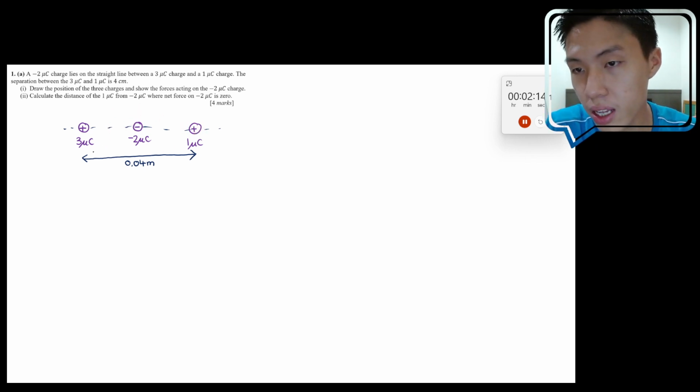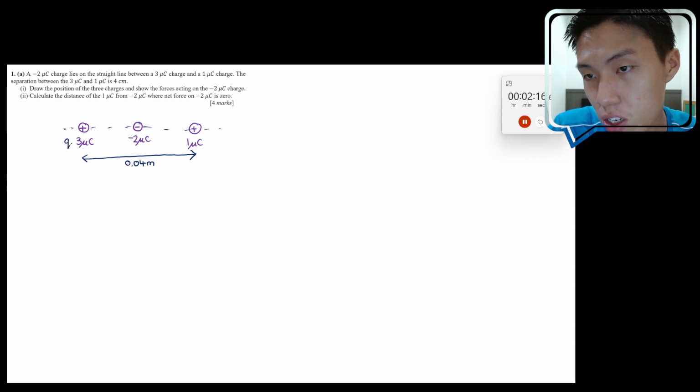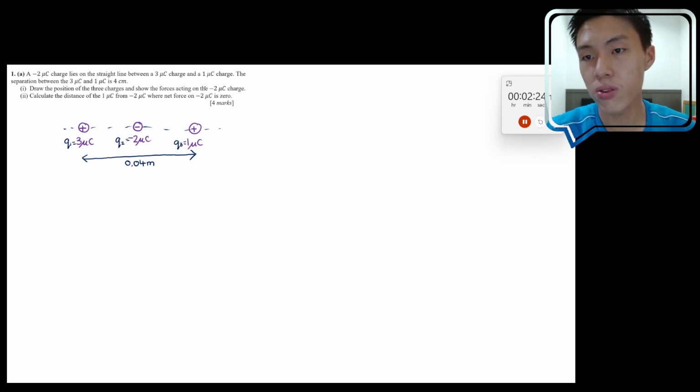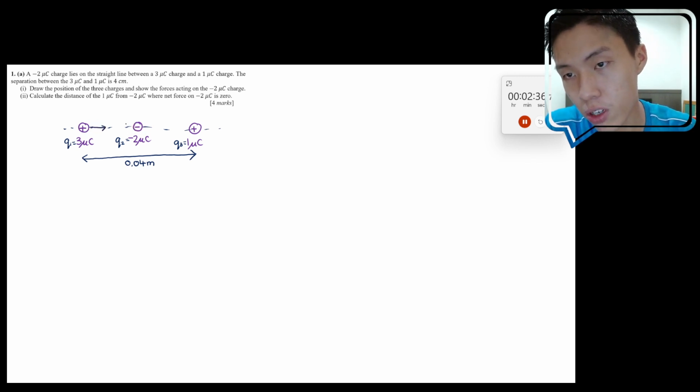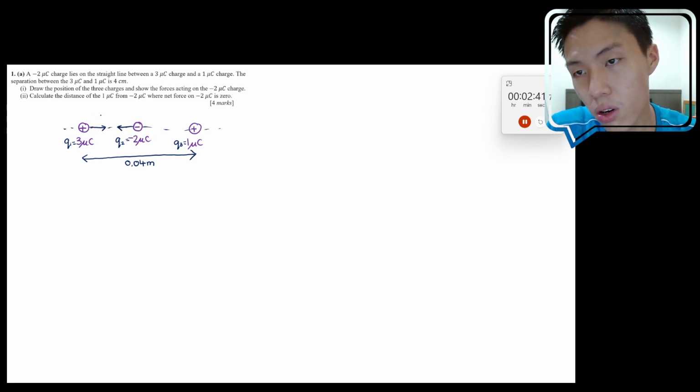Before we do any analysis, let's give them names first. Let's call this Q1, this Q2, and this Q3. Now let's go. Let's start with the first pair, which is between Q1 and Q2. Q1 and Q2 are opposite charges, so they should attract each other. Attract each other means the force arrows should be pointing towards each other. So you can call this a force acting by 2 on 1, and this one will be by 1 on 2.